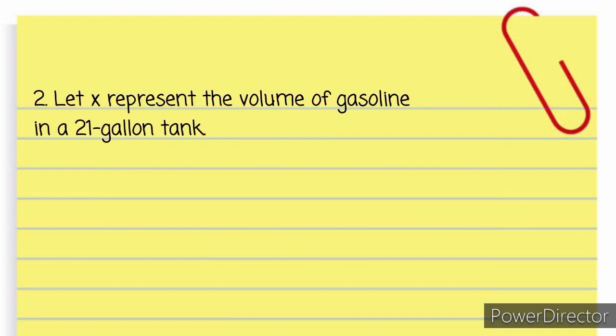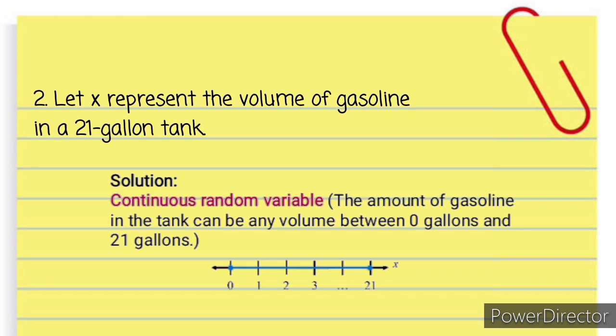Let x represent the volume of gasoline in a 21-gallon tank. Since the amount of gasoline in the tank can be any volume between 0 gallons and 21 gallons, and remember that a continuous random variable contains uncountable number of possible outcomes or can be obtained only by measuring, and volume is a unit of measure. Therefore, this problem is a continuous random variable.